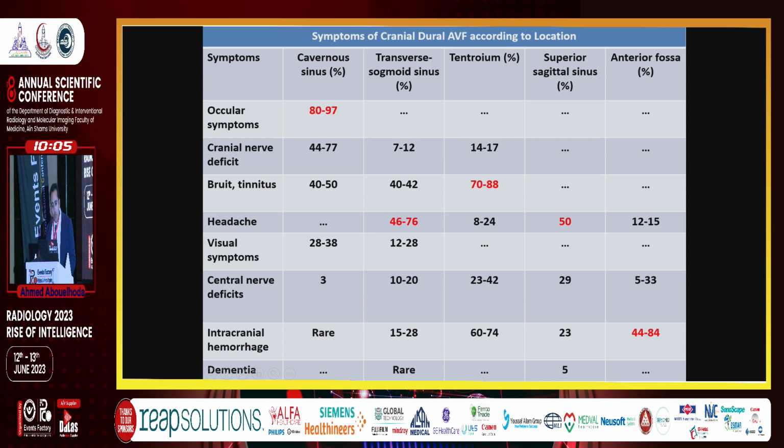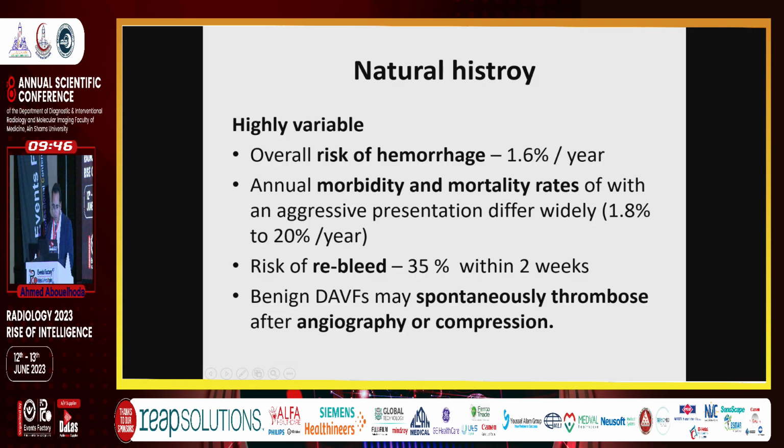This is a quick overview for the symptoms and the presentations according to the type of the fistula. The cavernous fistula mainly presented with ocular symptoms. Transverse sigmoid sinus and superior sagittal sinus fistulae mainly presented by headache. The tentorial fistula is mainly presented by tinnitus, and the anterior cranial fossa usually presented by intracranial hemorrhage.